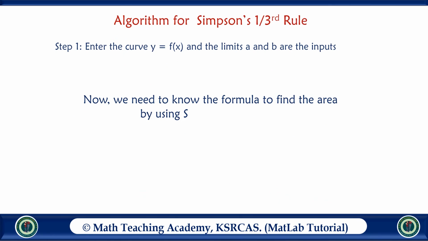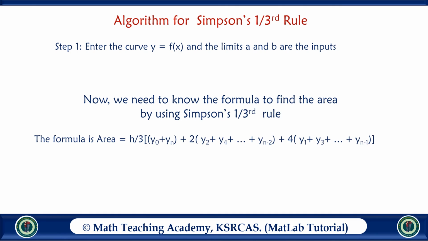Now we need to know the formula to find the area by using Simpson's 1/3 rule. The formula is: area equals h by 3 into y0 plus yn plus 2 into y2 plus y4 plus etc plus yn minus 2 plus 4 into y1 plus y3 plus etc plus yn minus 1, where h is equal to (b minus a) by n and y0 is equal to f of x0.